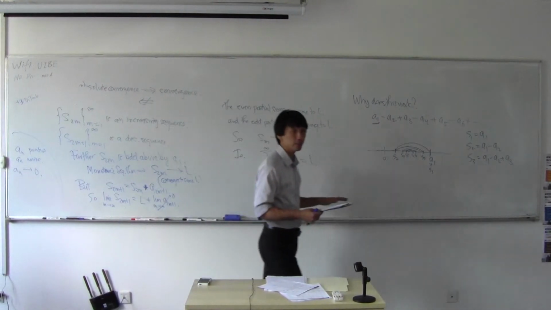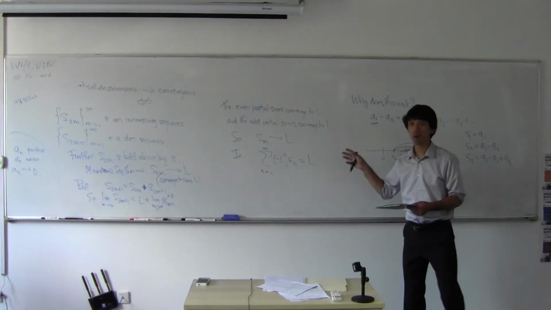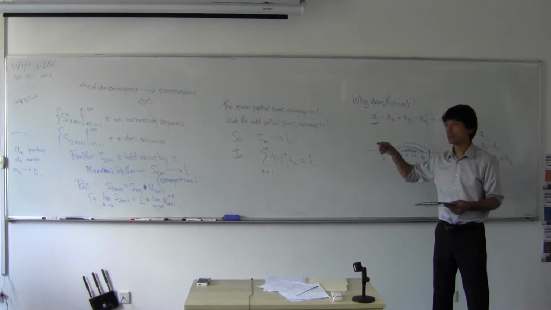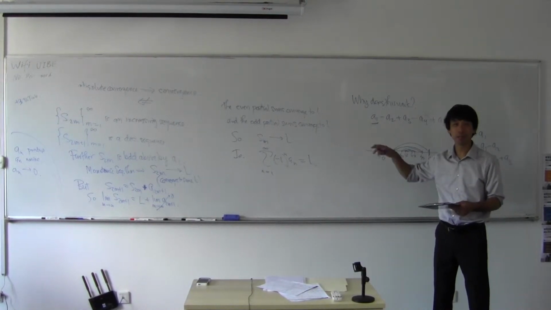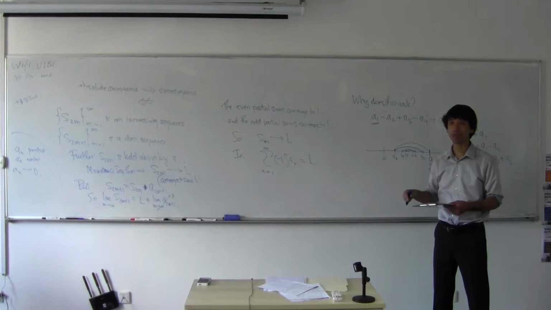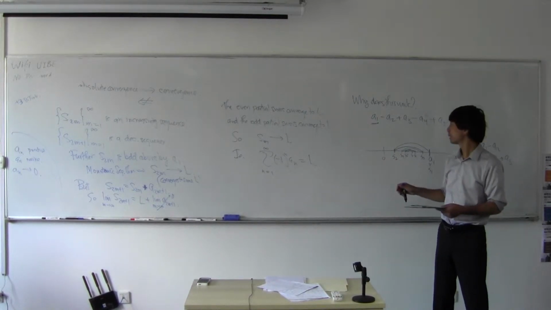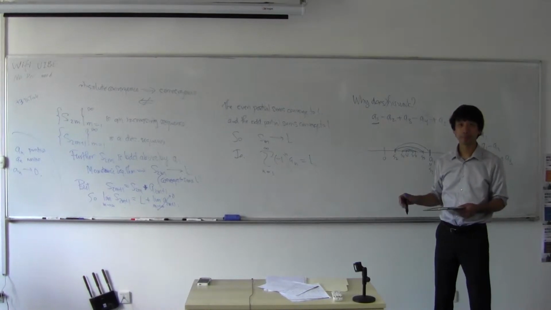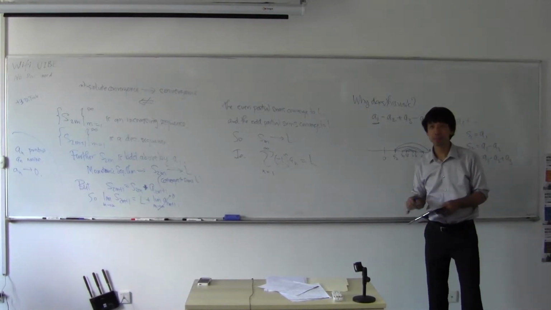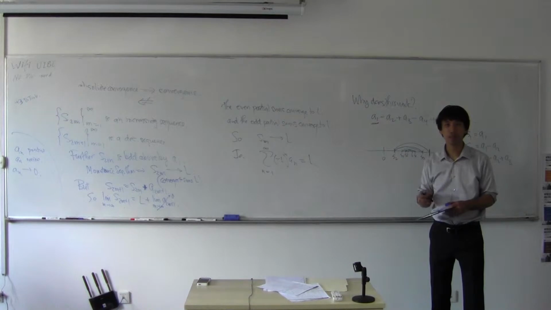Okay, so that's why the alternating series, if the terms are decreasing in magnitude, then the alternating series are always going to converge. Okay, that's why. Does it make sense? Anyone have questions about that?